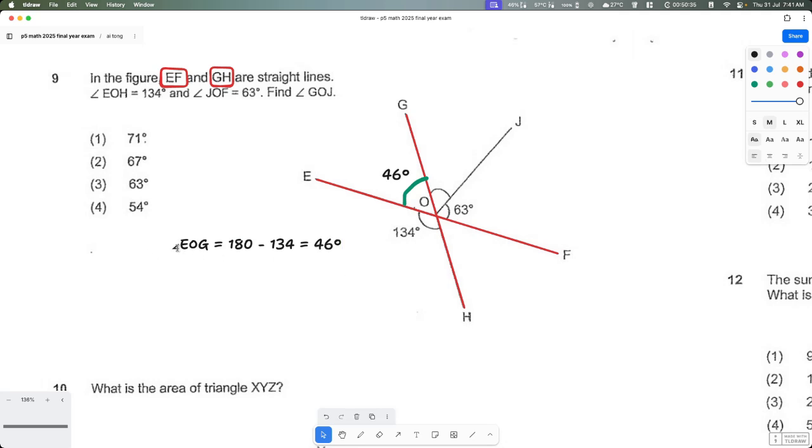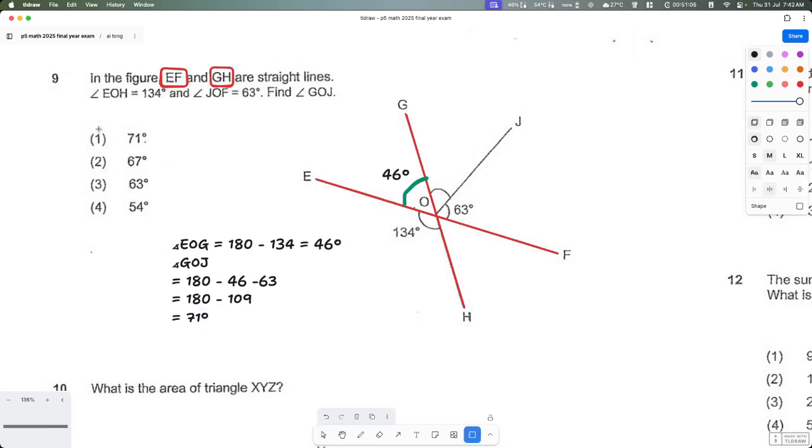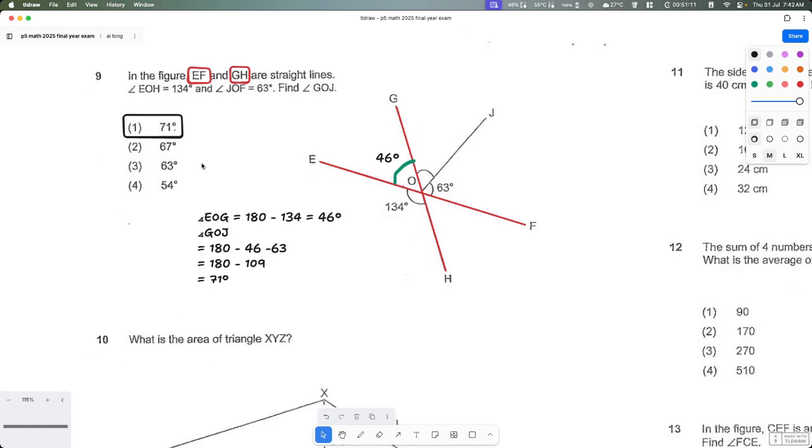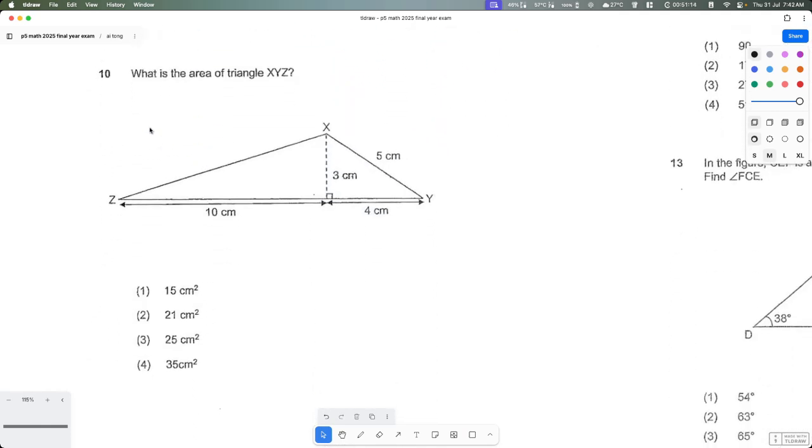So angle GOJ is equal to 180, and then we minus 46 minus 63. Let's make it like this. So 46 plus 63 will be 109. And 180 minus 109 will be 70 degrees in this case over here. So the answer to this is number 1 for question number 9. Okay, that's it. Let's move on to question number 10.